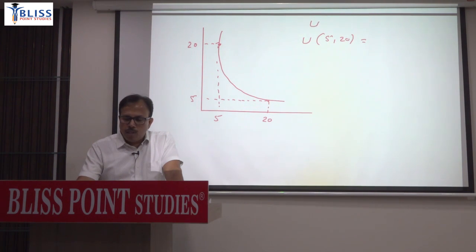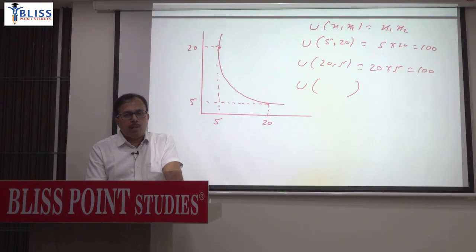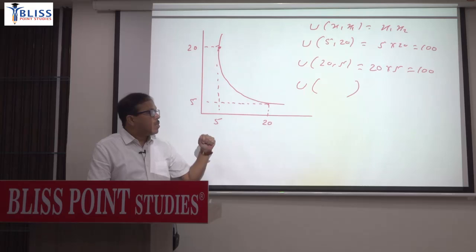हमने utility का फंक्शन क्या फॉलो किया हुआ है अभी? utility का फंक्शन जो पढ़ रहे हैं वो x1 इंटू x2 है, तो 5,20 की utility क्या हो जाएगी? 5 इंटू 20, that will be 100. What will be utility from 20,5? In that case it will be 20 into 5, again the utility will be 100. Now calculate utility from the average of these two bundles.